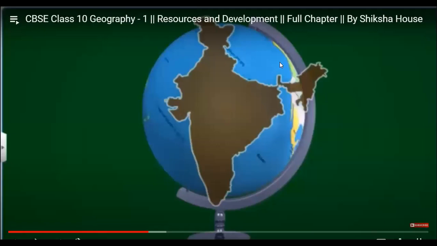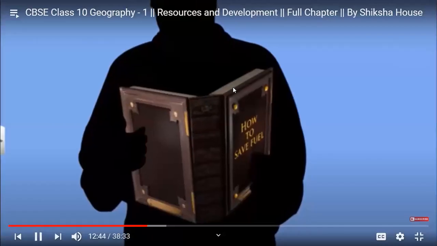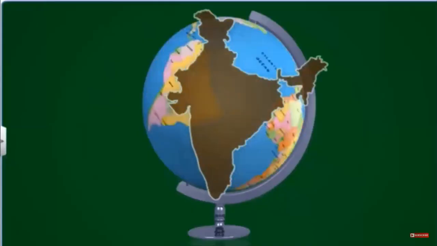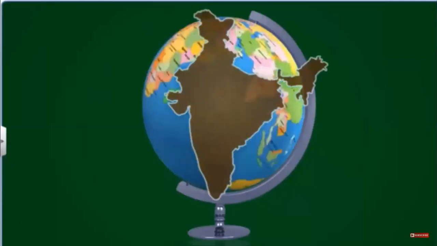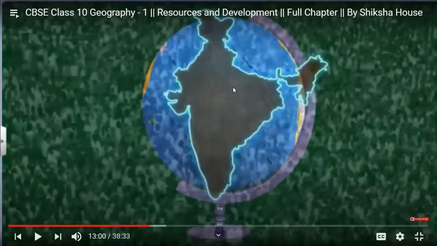I want to start with this video, which gives us some nice information which we have learned in Standard 9. A land saved today is land available for tomorrow. India is the 7th largest country in the world with a geographical area of about 3.28 million square kilometers. This land is a valuable resource. So, our land is a very valuable resource.